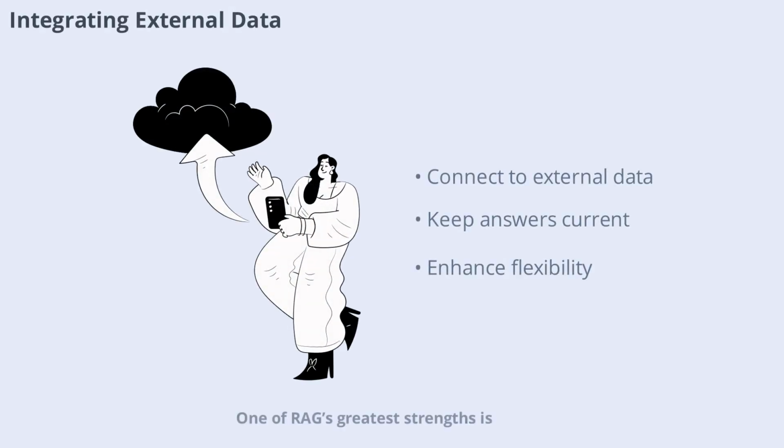One of RAG's greatest strengths is its ability to integrate external data sources. Whether you're connecting to internal databases, public APIs, or real-time feeds, RAG systems can pull in the latest information to keep answers current and relevant. This flexibility is a major advantage over static, fine-tuned models.